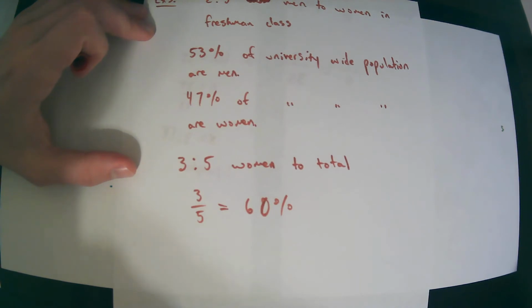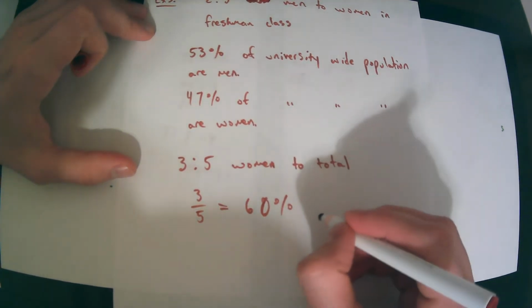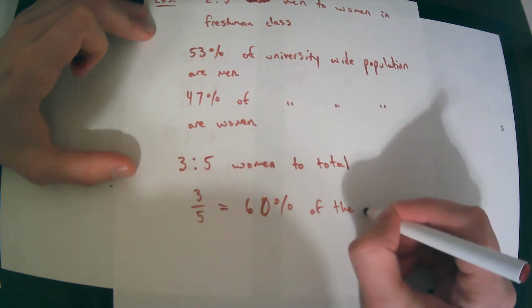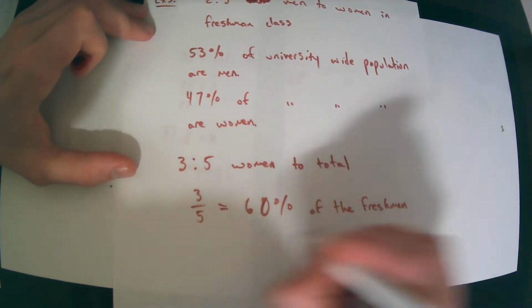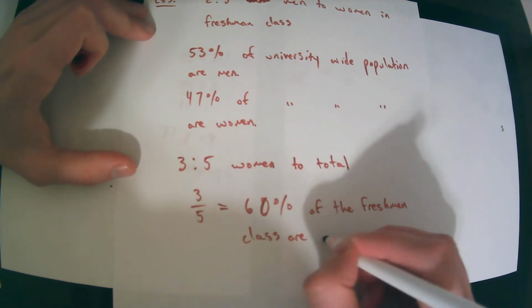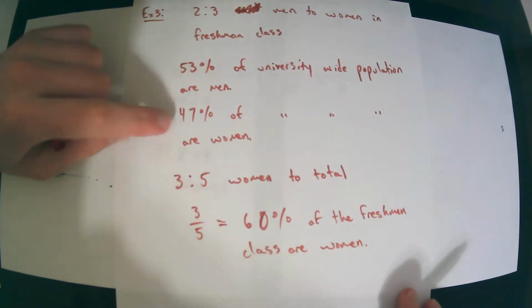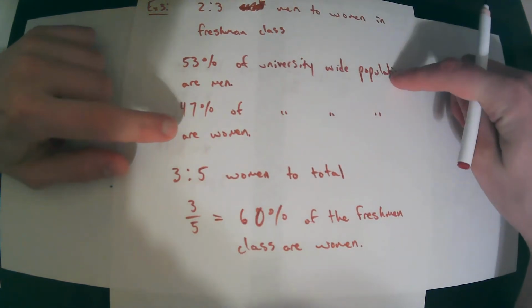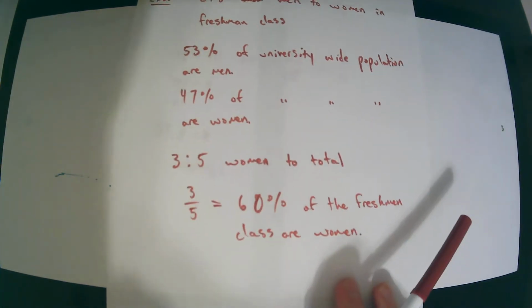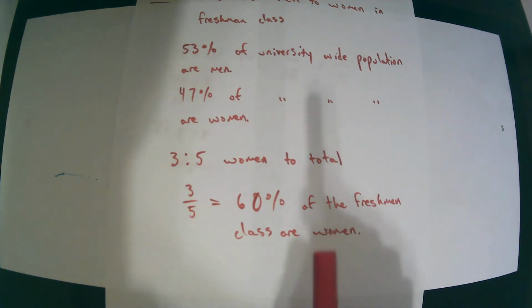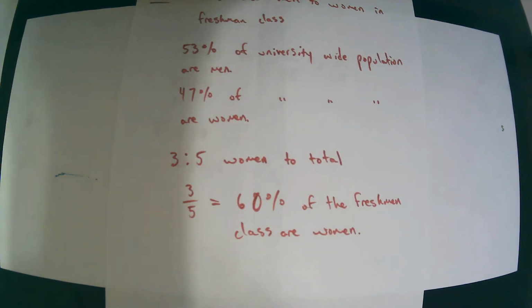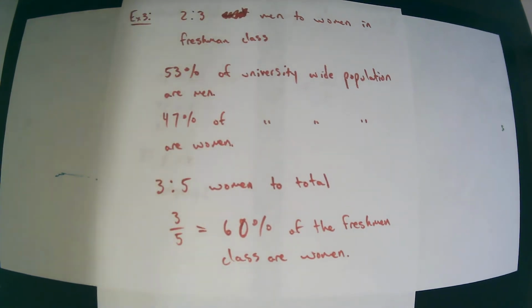Okay. This means 60% of the freshman class are women, whereas 47% of the university-wide population are women. So the proportion of female students is higher in the freshman class than it is overall in the entire university, which answers the question they wanted there. Okay. Example 4.